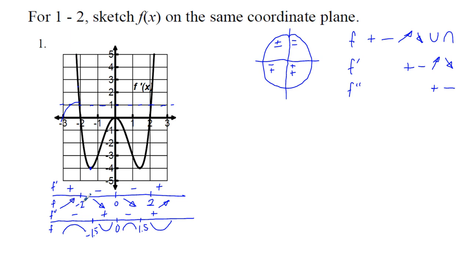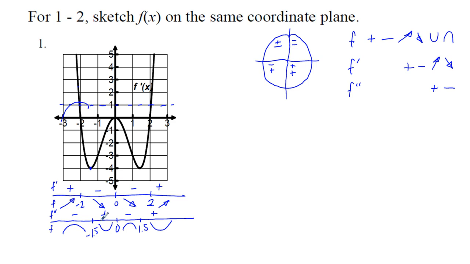Next, to the right of negative 2, between negative 2 and negative 1.5, we have a negative, negative. And what does negative, negative look like? This thing right here. And we're going to go all the way to negative 1.5, right? So all the way to negative 1.5. So we're going to go something like this. Okay? So there's that piece.